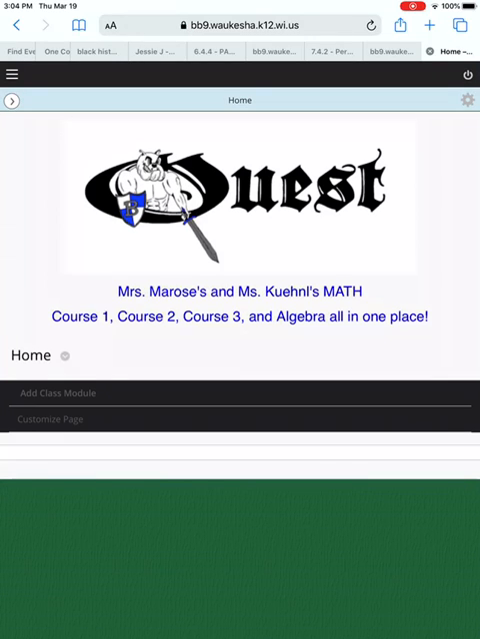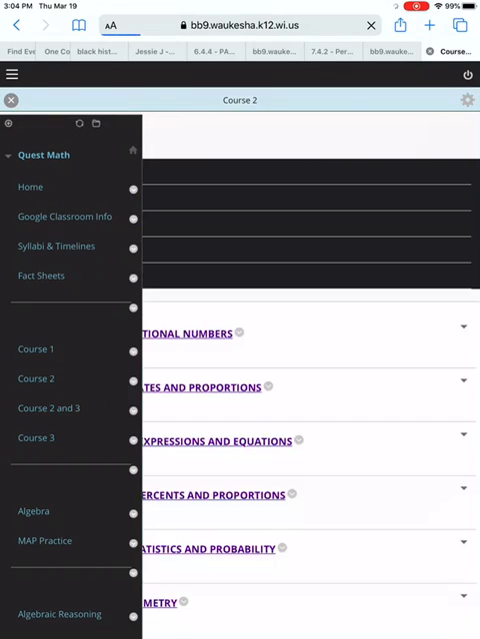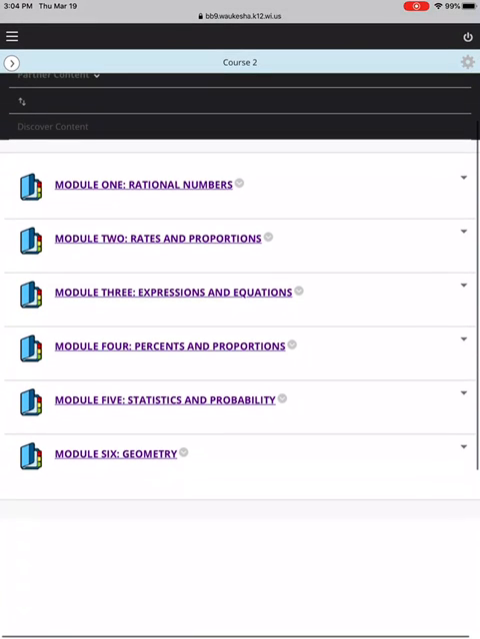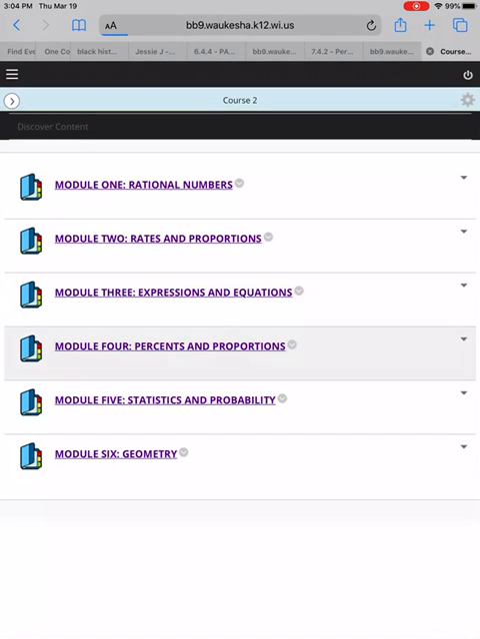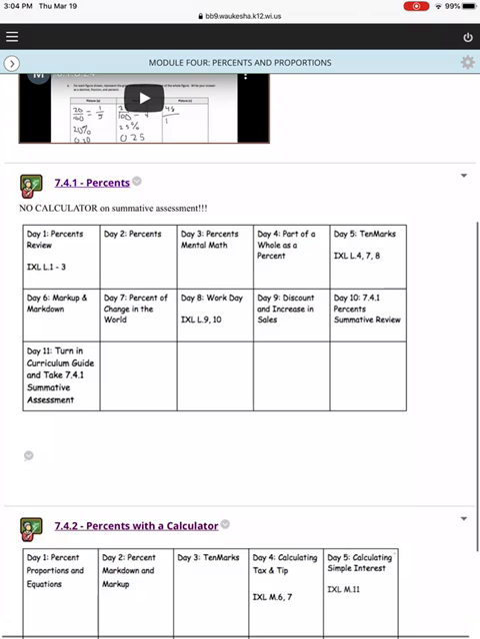But here we go. I wanted to walk through not only how to solve the problem, but how to get the assignment into Notability, because I know your iPad sometimes looks a little different than my computer. So we're going to go to Course 2 on BB9, and then go down to Module 4, Percents and Proportions. We've been doing a lot of practice work with percents and with setting up proportions.